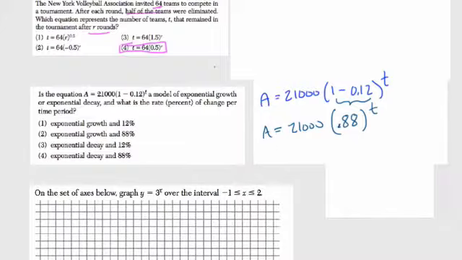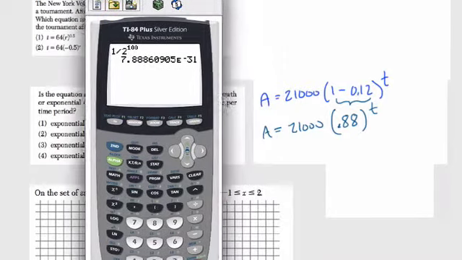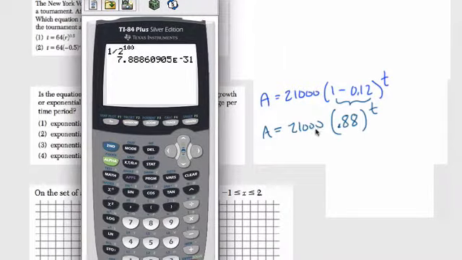So let's look at this as an example. Before we get into the answer as well, let's just see what's happening. So if t is equal to, say, 1, it would be 21,000 times 0.88 to the 1, which is just 0.88. So times 0.88, we get 18,488.